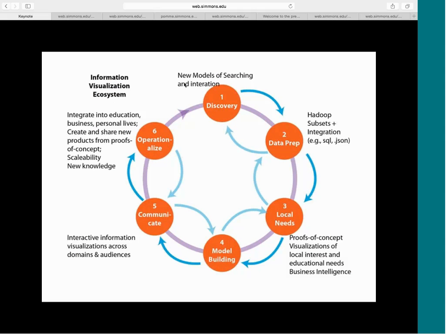There we go. New model of searching. That means information discovery processes could be new. Why don't you take it and extract subsets? You already know SQL and regression analysis and other techniques. For example, you look at the concept, you can visualize local needs. Get the idea. Interactive visualization across domains and for audiences.